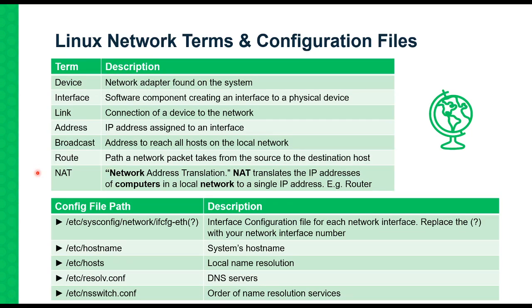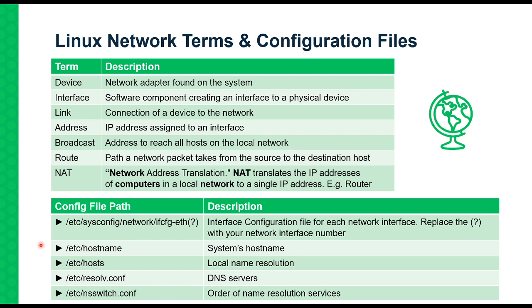When it comes to Linux networking, there are a few network configuration files that we need to take note of. The first one we're going to look at is our interface configuration file for each network interface. We replace the question mark in our config path with the network interface number. Our config path for our interface configuration file is /etc/sysconfig/network/ifcfg-eth and then our interface number.